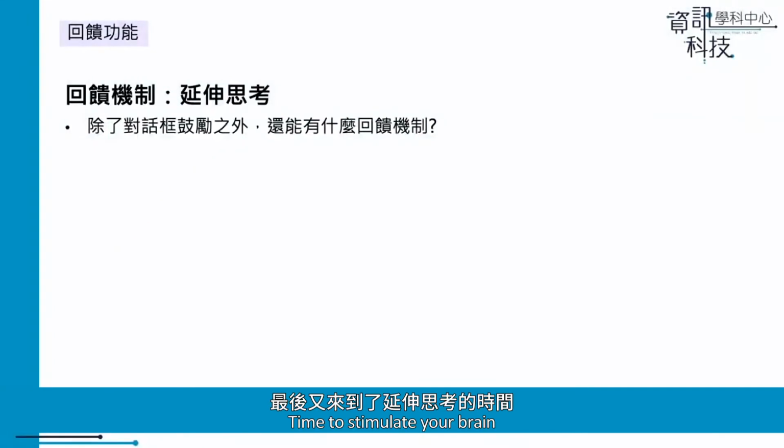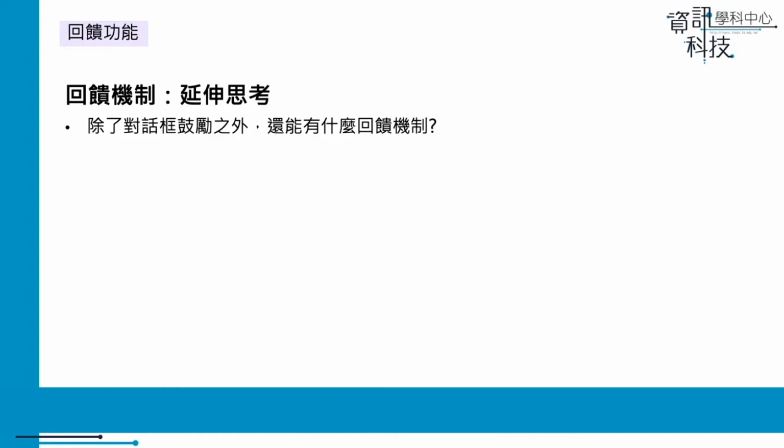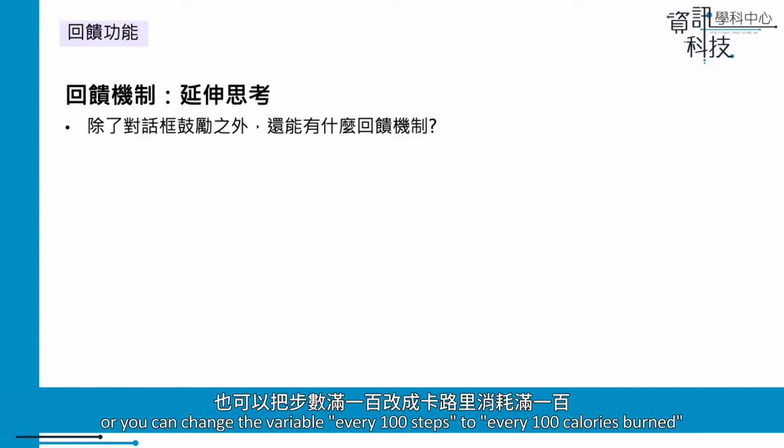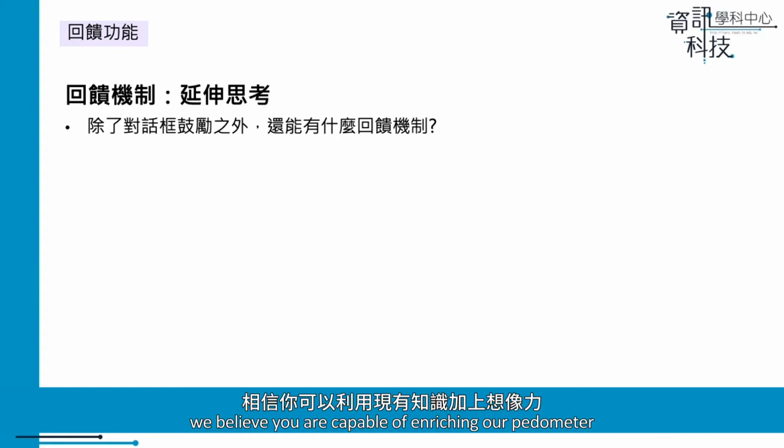Time to stimulate your brain. Besides the encouragement notifier, what other feedback mechanisms can you think of? Here are some tips. We can use the advanced component from earlier to play some victory music or display how much your BMI has decreased. Or you can change the variable every 100 steps to every 100 calories burned. After learning so many components, we believe you're capable of enriching our pedometer by applying your knowledge and imaginations.